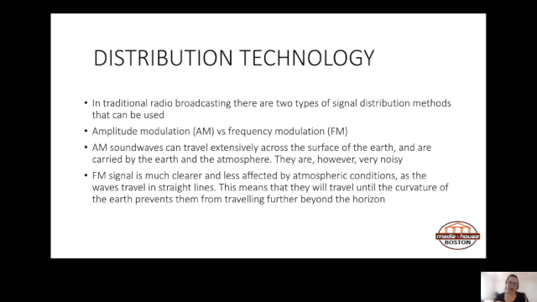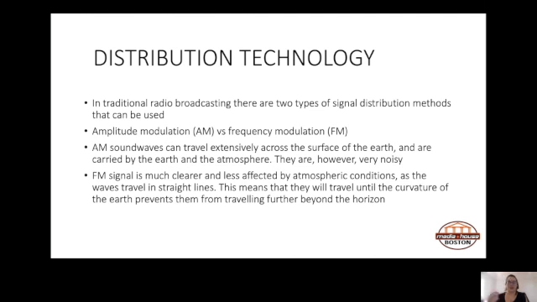FM signal, on the other hand, is much clearer and less affected by atmospheric conditions as the waves travel in a straight line. Again, think of my Earth that I spoke about. So imagine that I now have an FM signal. Obviously, the Earth is round, not straight, which means that an FM signal can only travel a small distance before it needs to be able to curve, which it can't.